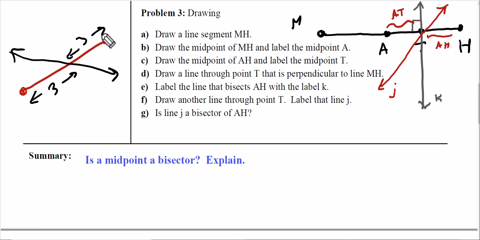For your summary, before I do that, I want to just make it clear. Line J is a bisector of line segment AH. It's just not perpendicular like line K. So line K is a bisector, line J is a bisector. For your summary, is a midpoint a bisector? Explain.